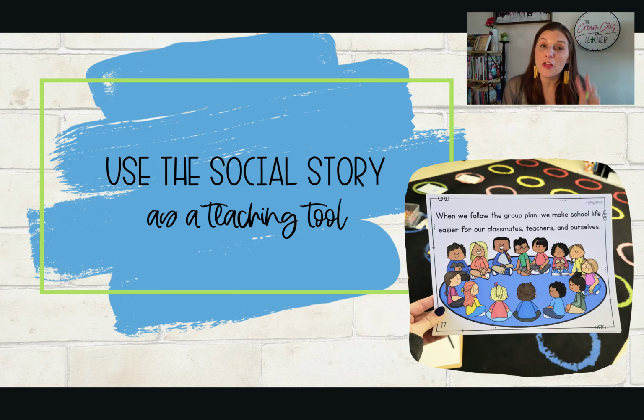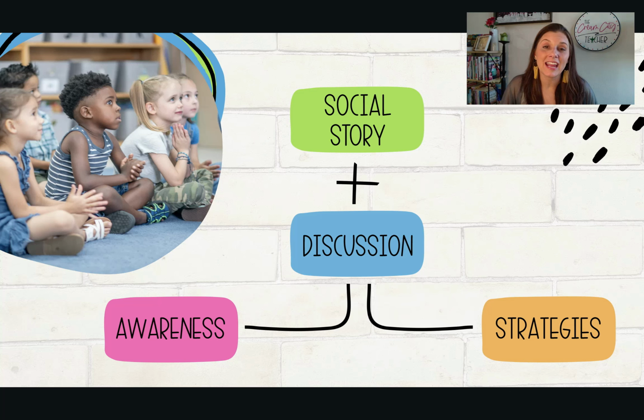Now let's get into the third step in the 5-part framework, which is to actually use the social story as a teaching tool. This is where you're reading and discussing the social story with the child. Allow me to reiterate that you're not just reading the social story. So you're not holding it, reading page 1, reading page 2, reading page 3. It's really important that you discuss the social story with the child and help him or her make connections to what they're doing in the classroom.